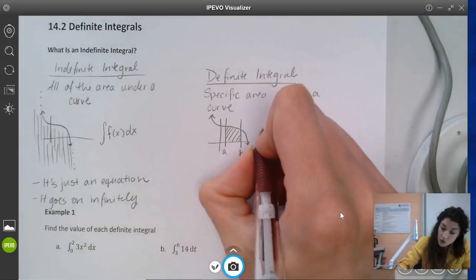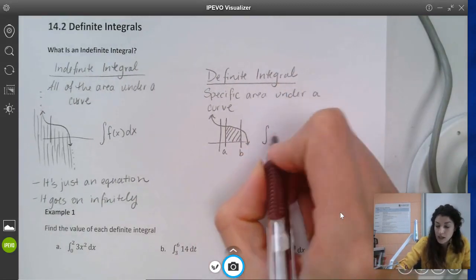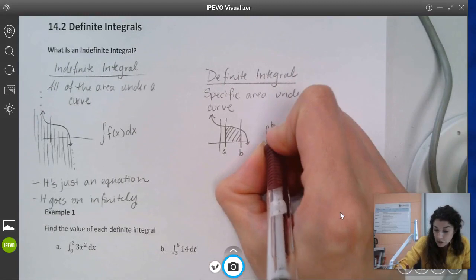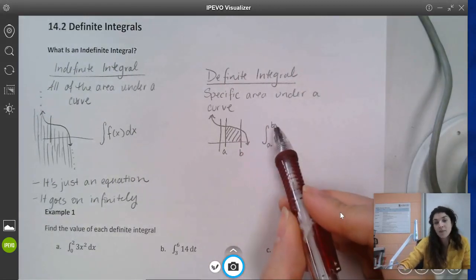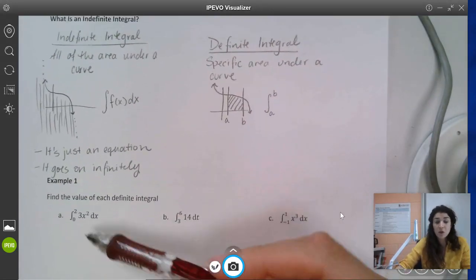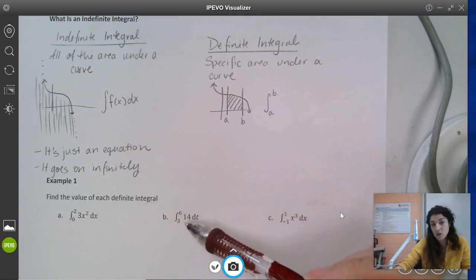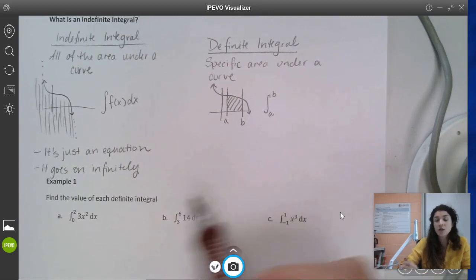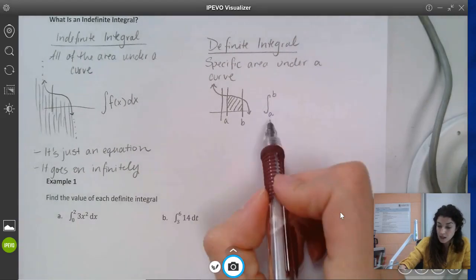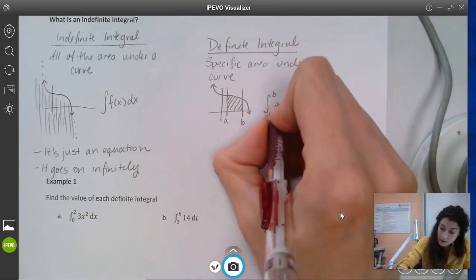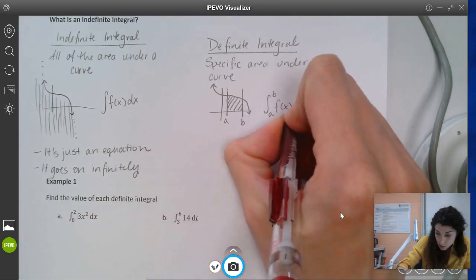How we notate that is still your integral. We start at A and go to B. So from this number to that number, notice that the bottom number is always less, right? 0 is less than 2, 3 is less than 6, -1 is less than 1. So we start from that x value and move to that x value of whatever function.